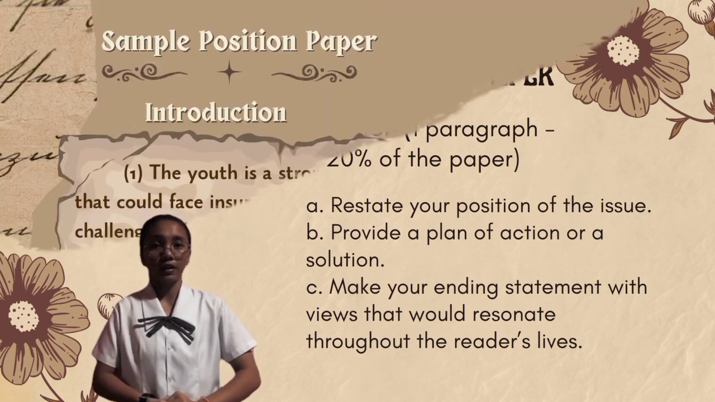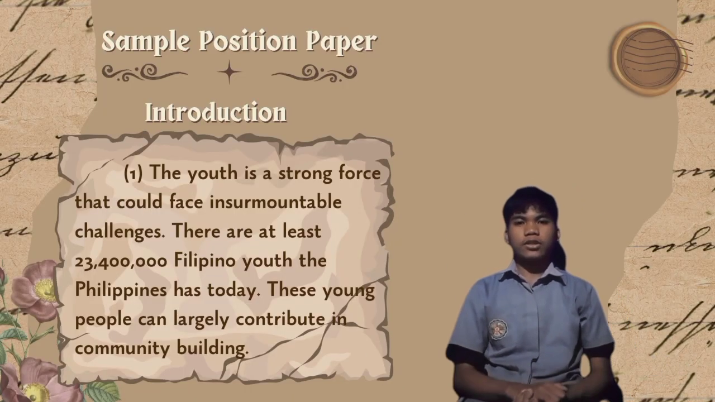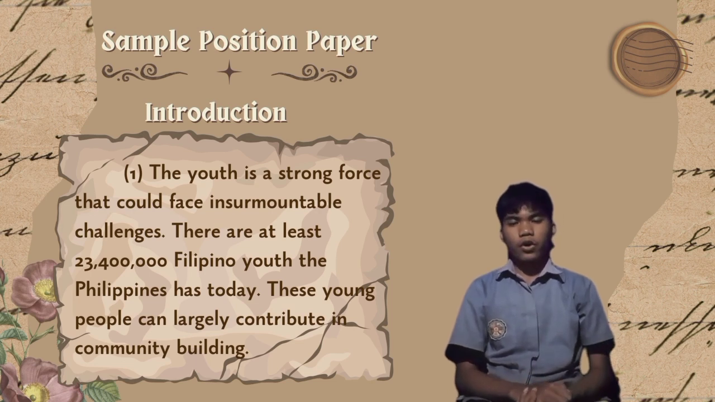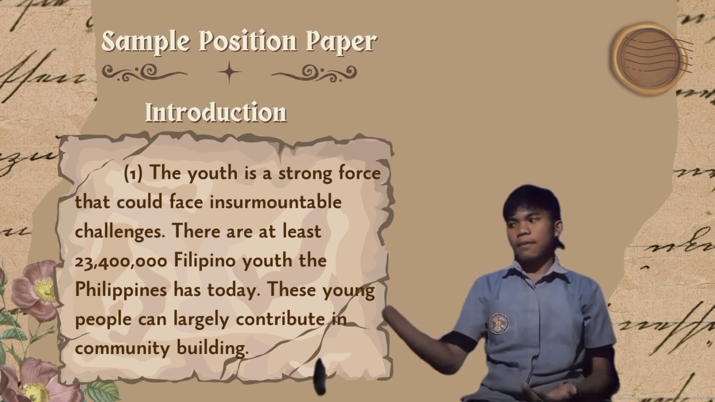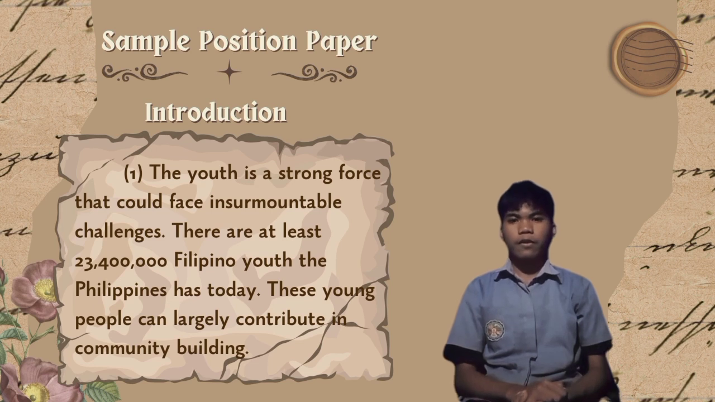and its significance. I will be presenting the sample position paper. Introduction. An introduction is crucial because it gives an overview of the topic, highlights its importance, then clearly presents the main argument. Here is the sample. So in the sample, the overview is that Filipino youths, with a population of over 23.4 million, have the capacity to drive community to its growth. And the main argument is that these young people can largely contribute to community building.